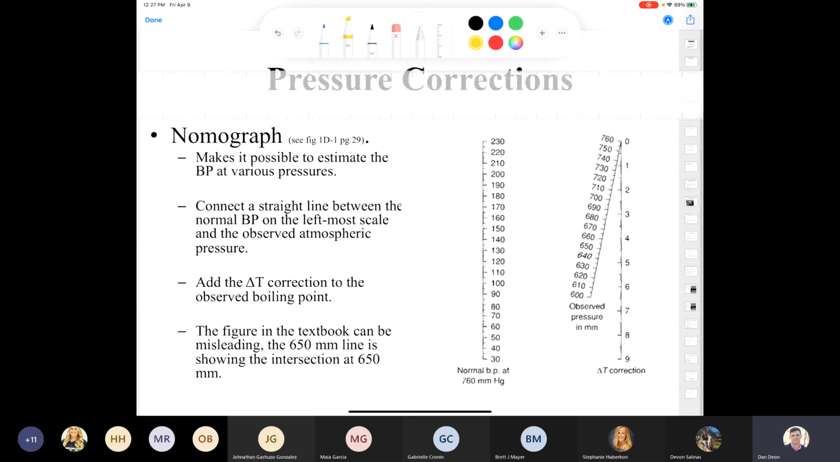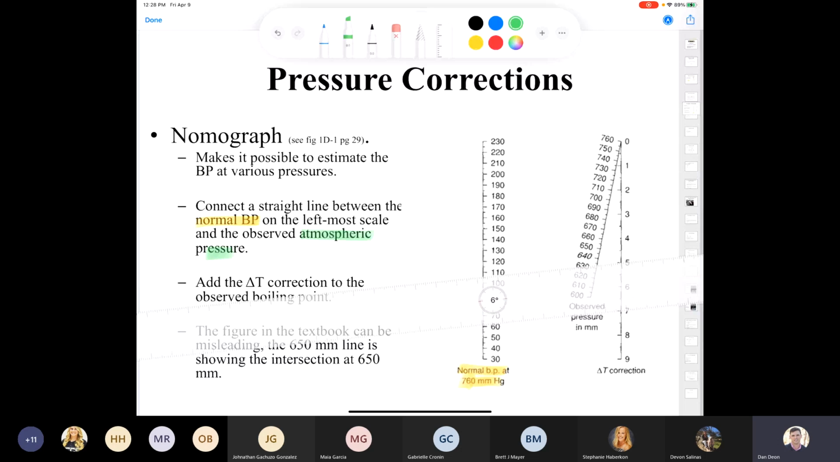Anyhow, what we do is we connect a straight line between the normal boiling point. So there's my highlighter here. We have the normal boiling point over here. So this is normal boiling point at sea level. And we connect it with the atmospheric pressure of where we are. So if we're in Colorado Springs, we're going to be at a lower atmospheric pressure. So what we would do is we would connect the two.